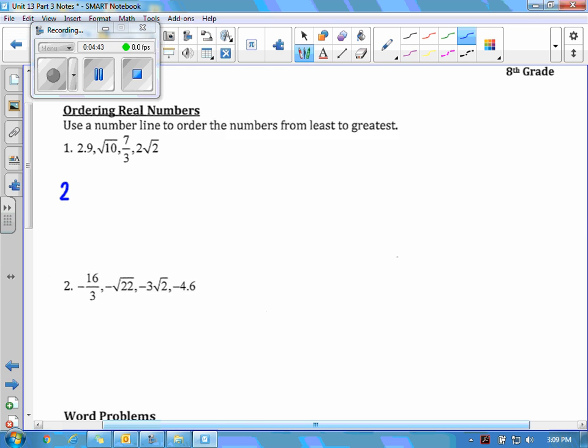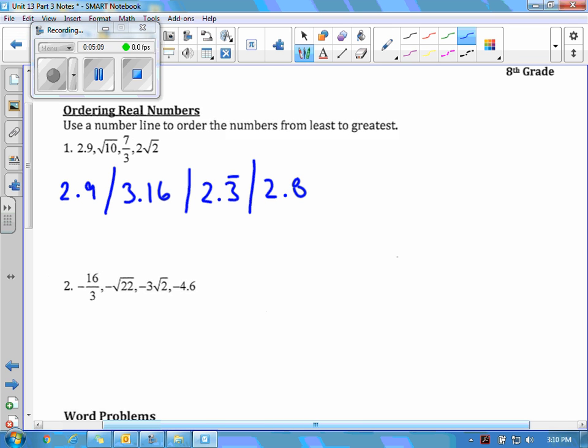So 2.9 is already a decimal. The square root of 10, when I write that as a decimal, is 3.16. 7/3 as a decimal is 2.3 repeating. And 2√2 is 2.8. And for some of those, I'm just stopping after a couple of digits.